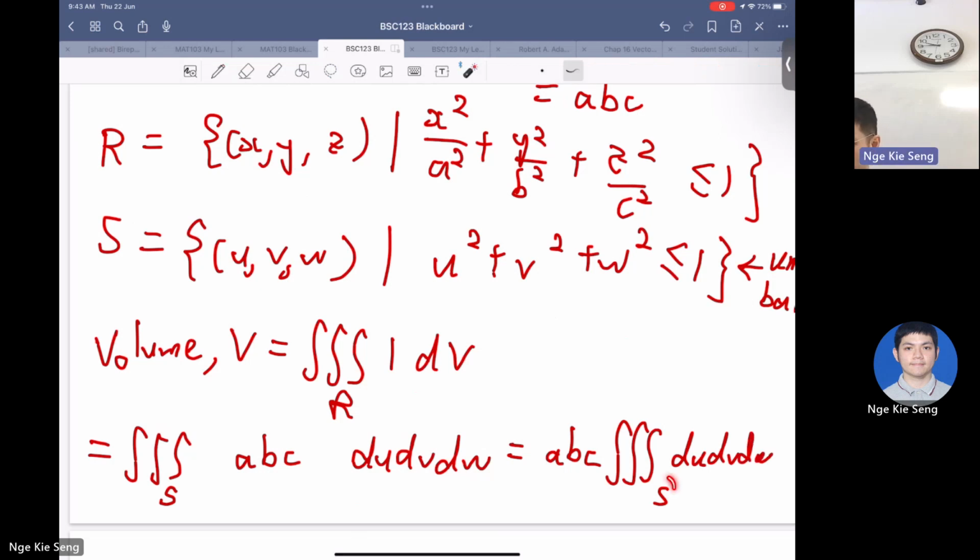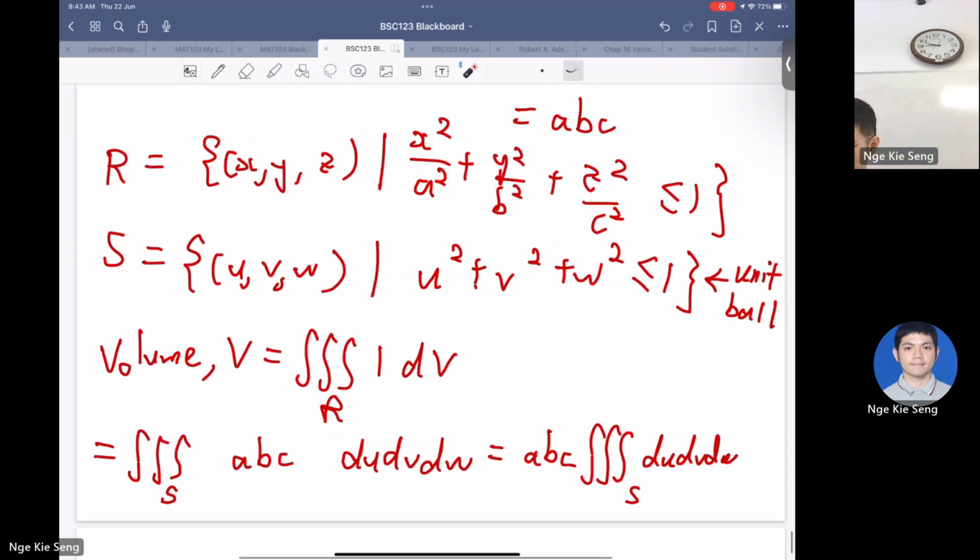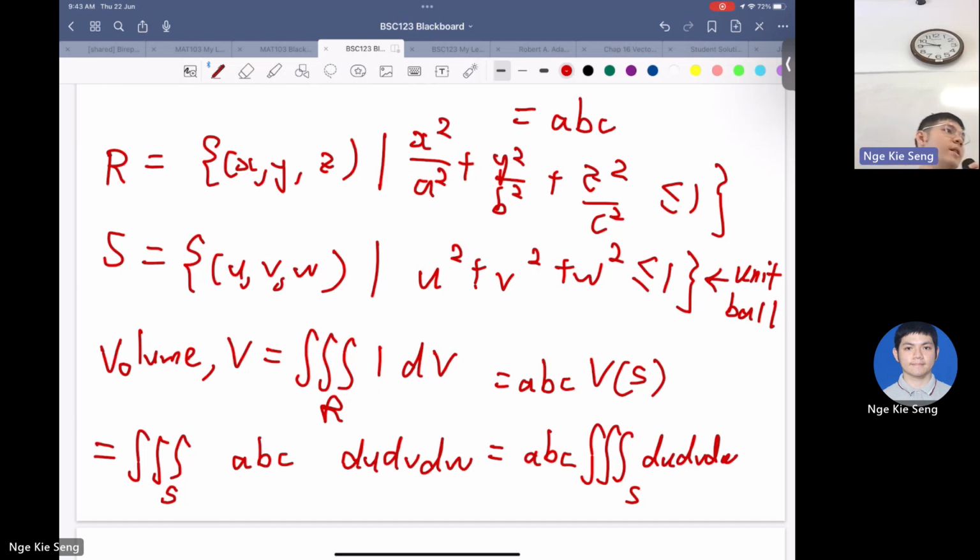But you are integrating over a unit ball with function 1. So what's this? This is actually the volume of the sphere, so let me call it Vx. What's the volume of a sphere? 4/3 pi r cubed. But what's the radius of the unit sphere? 1. So 1 cubed, and you get 4/3 abc pi. So what does this mean? This means that the volume of the ellipsoid differs by a factor of abc from the unit sphere.